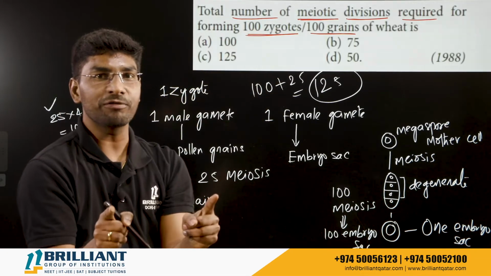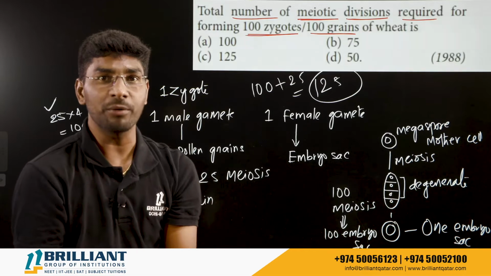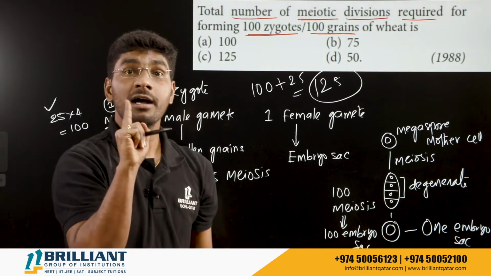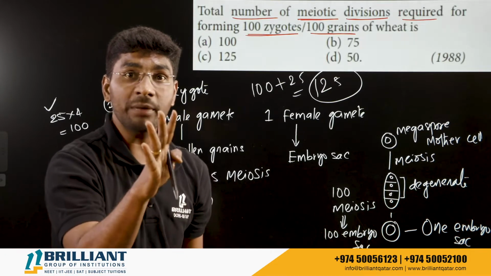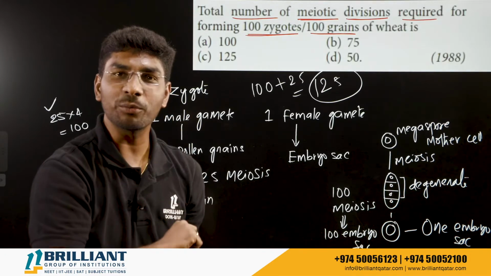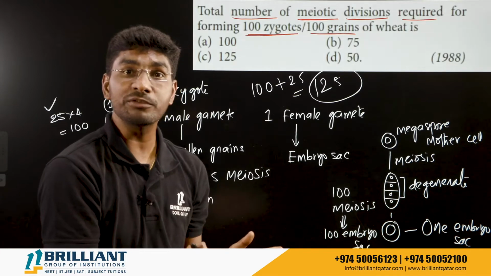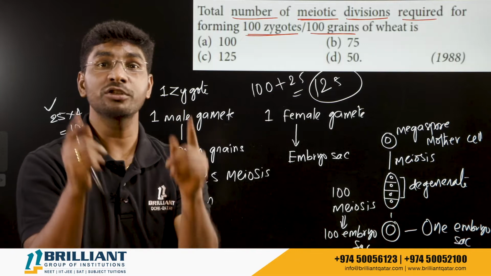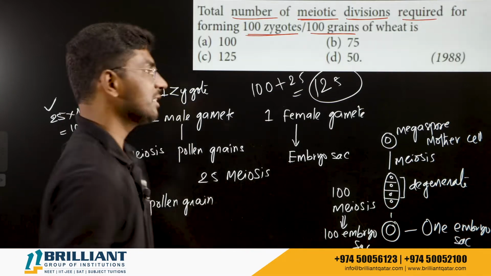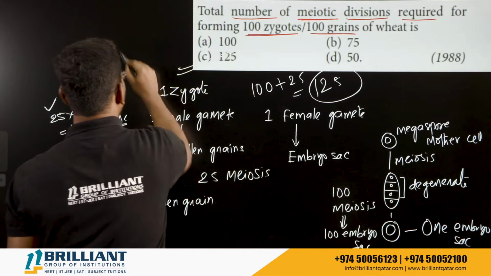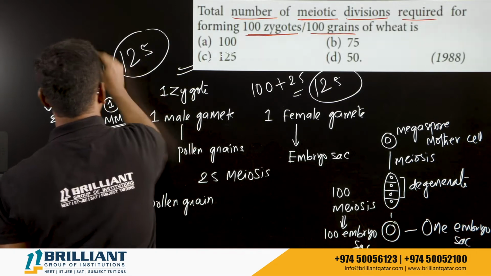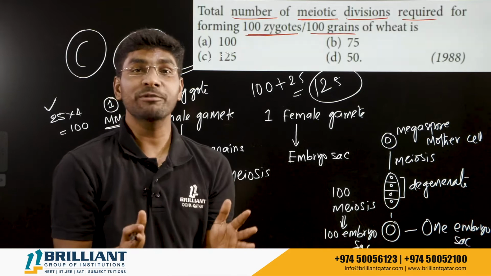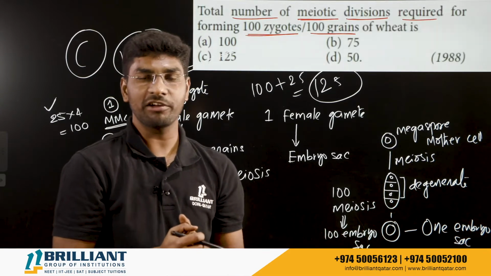So keep in mind, all of you, for one female gamete formation, one meiosis is required. For 4 male gamete formation, 1 meiosis is required. So 25 meiosis divisions for the formation of pollen grains, 100 meiosis divisions for the formation of 100 eggs. So the right answer is 125. Option C is the right answer. You got my point? This type of question repeats from the Sexual Reproduction in Flowering Plants chapter.